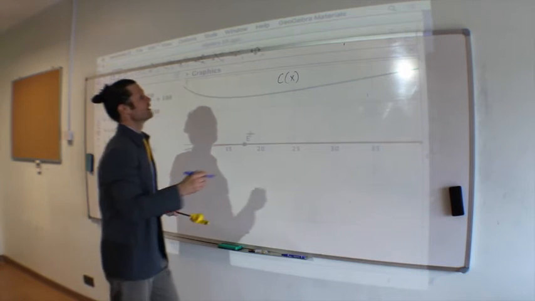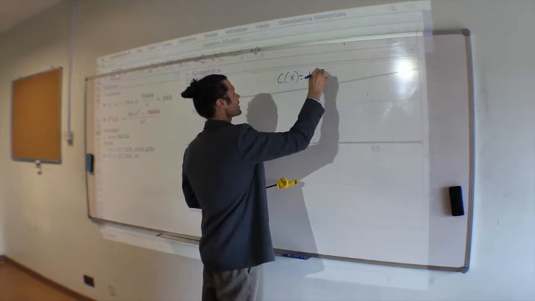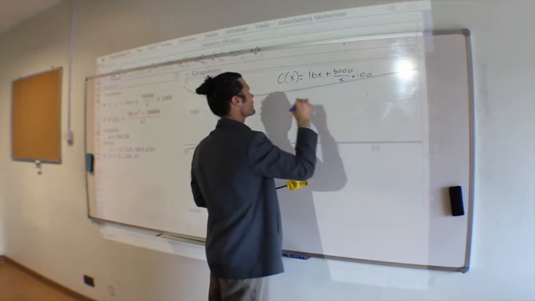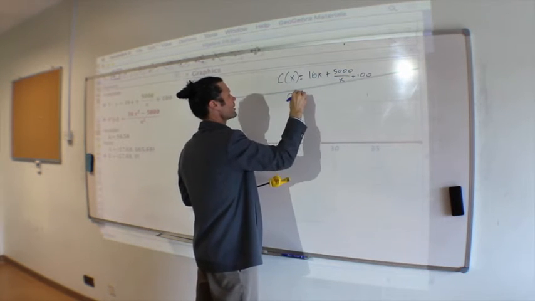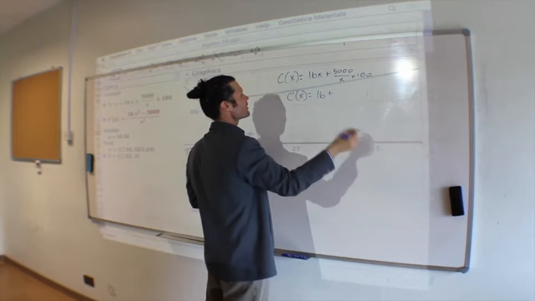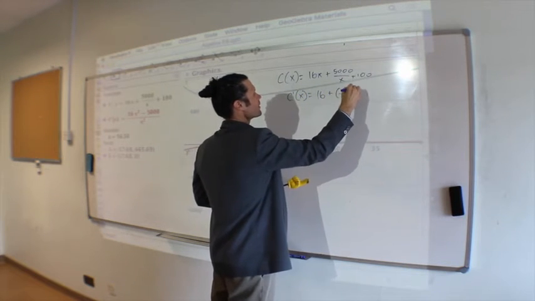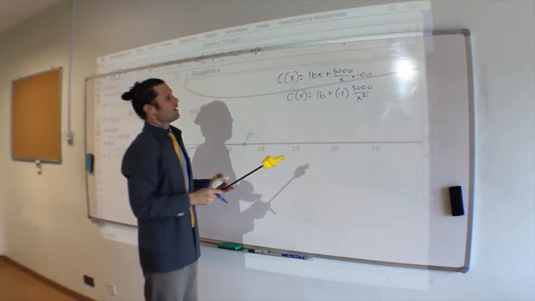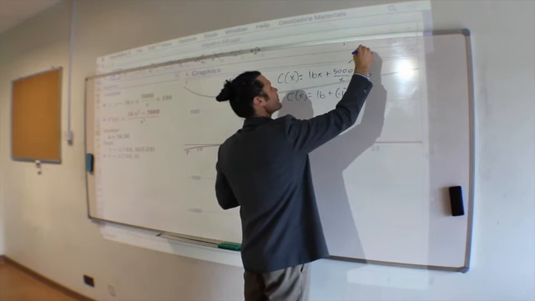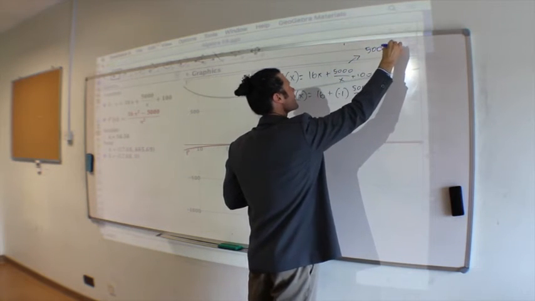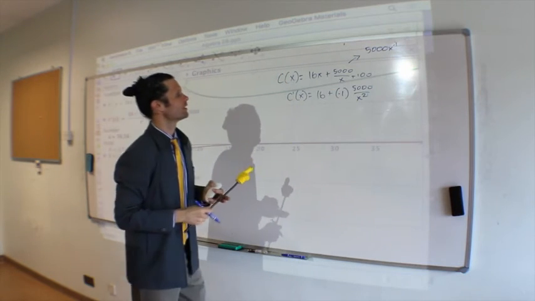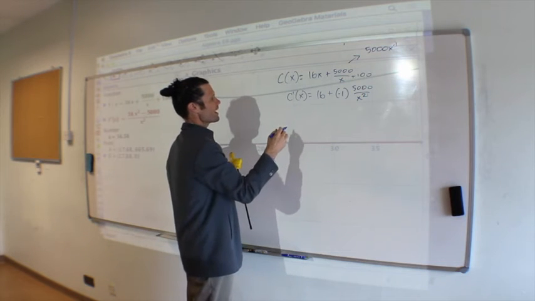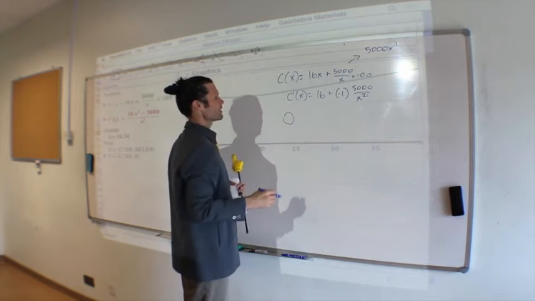Right, and so if we have c of x is equal to 16x plus 5,000 over x plus 100, then the first derivative, c prime of x is equal to 16 plus negative 1 times 5,000 over x squared. Right? Making this into 5,000 times x to the negative 1, we'll use the power rule, and that's fairly intuitive if you know anything about derivatives. Right, and so we want to assess that at 0. Where does that cross the x-axis?